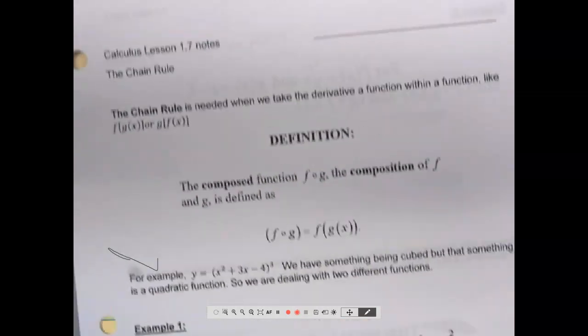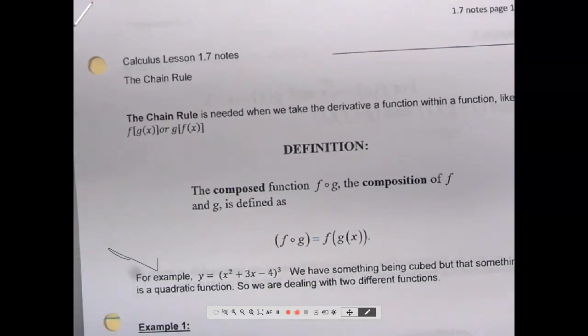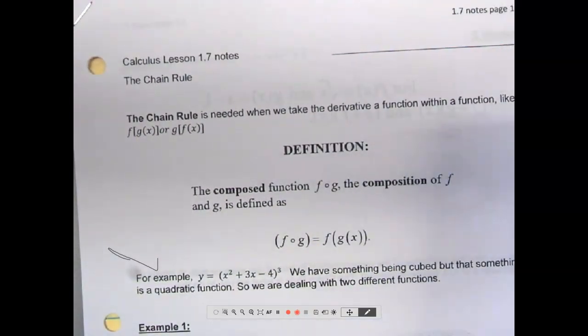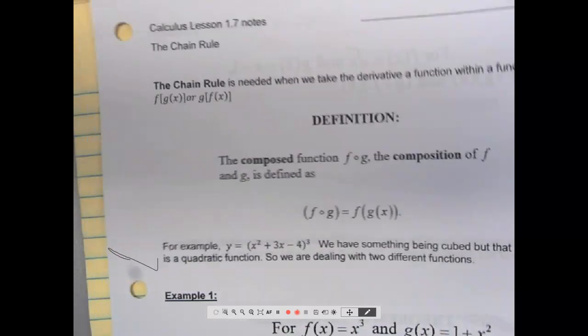Okay, so the chain rule is a process that we use for taking the derivative of a certain type of problem. And that type of problem is a composition of functions. Do you remember what a composition of functions means? No? Okay, well good, I have a review down here.